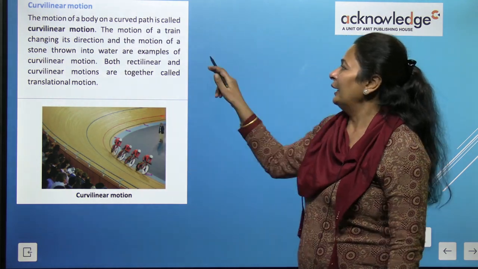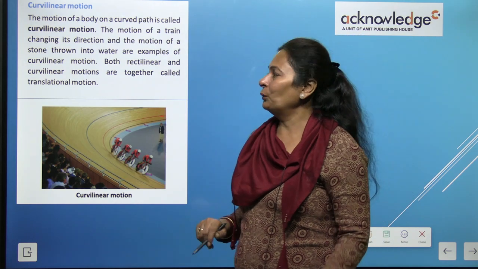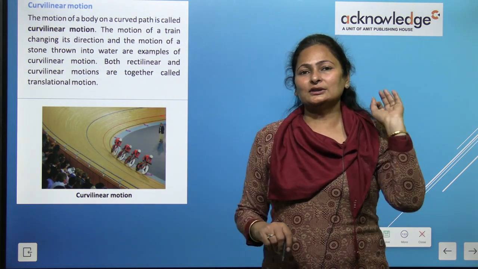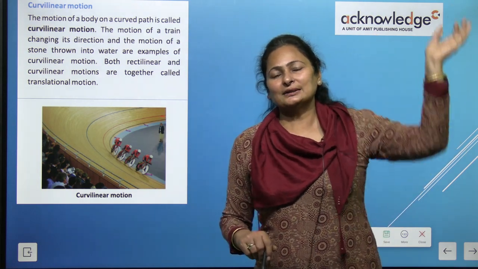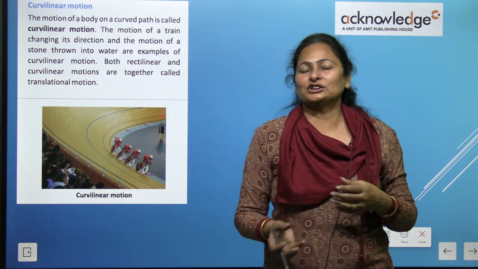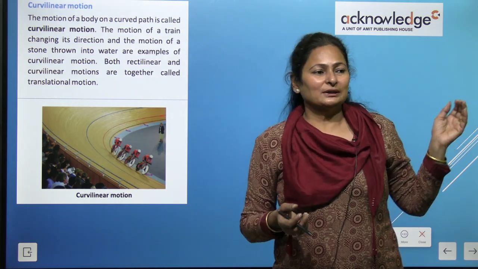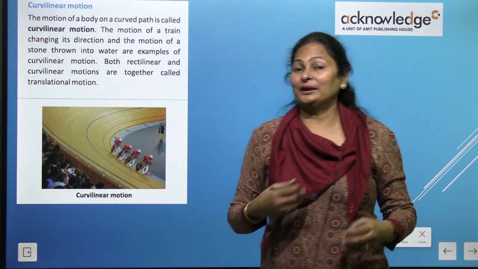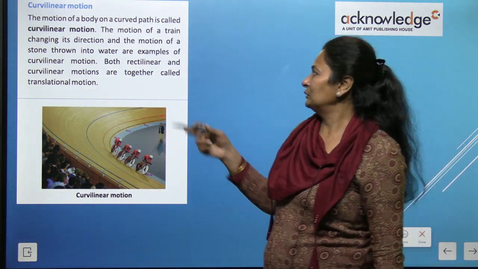Motion of a stone thrown in the water. You just throw a stone in the water. Is it going in a straight way? No, it is coming down because of the gravitational force. So it is coming down like this. So it is again curvilinear motion.